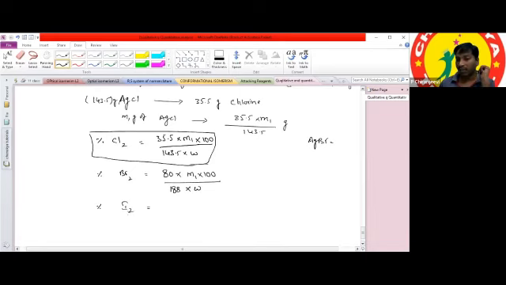Atomic mass of silver is 108. Atomic mass of iodine is 127. So 108 and 127, how much will we get? 235. So 235 grams of silver iodide contains 127 grams of iodine.